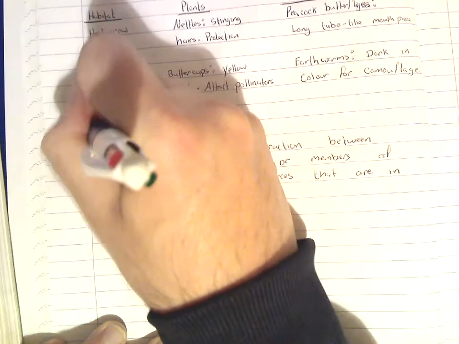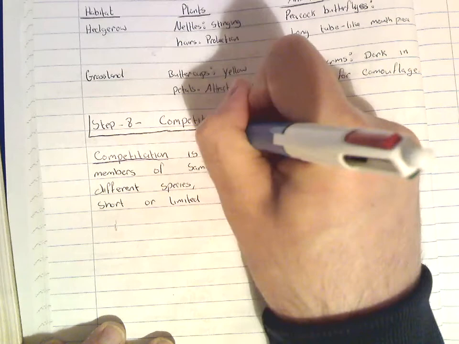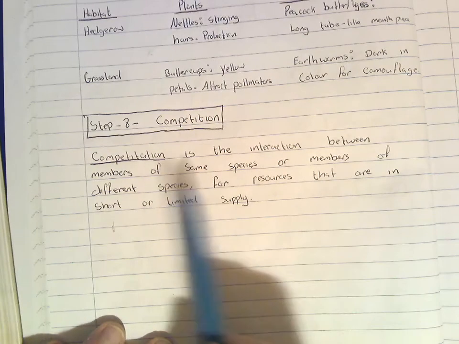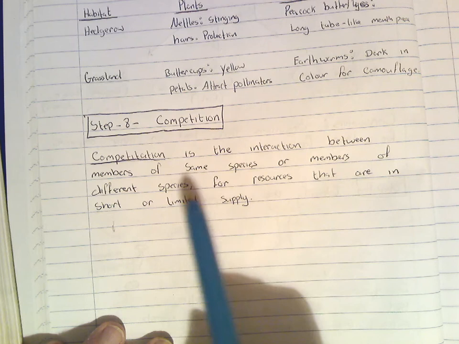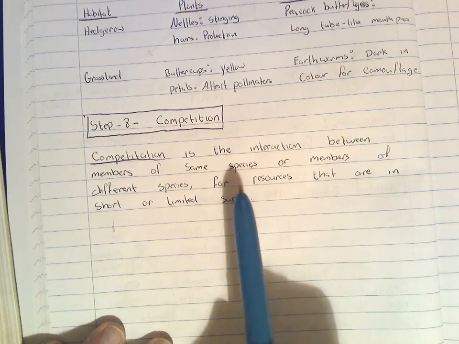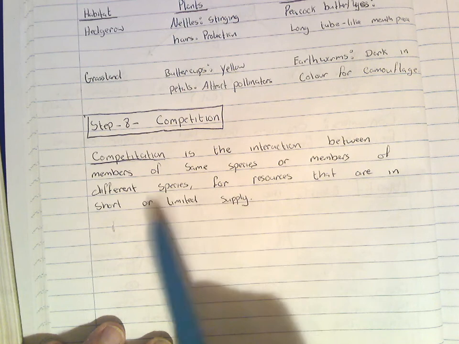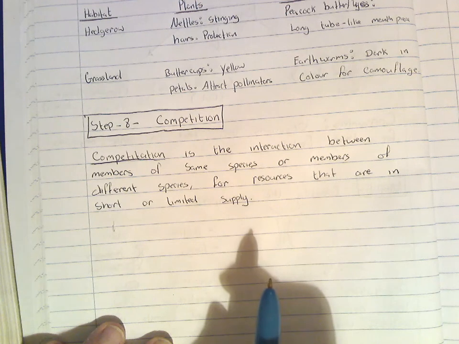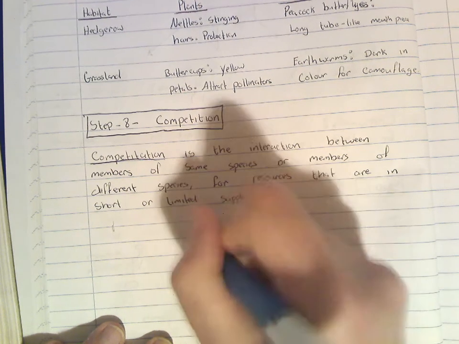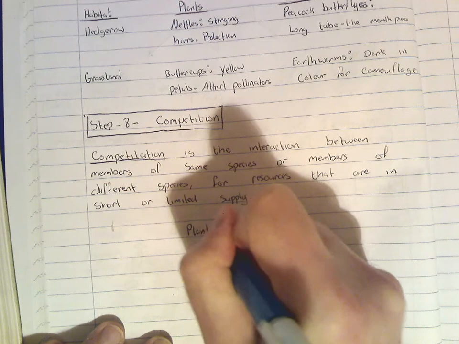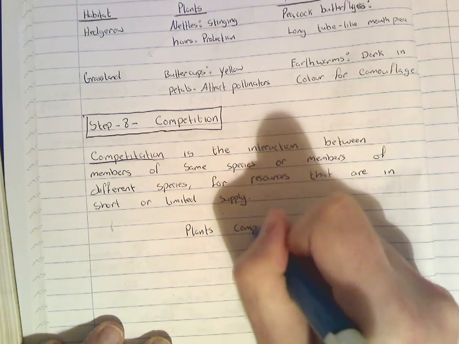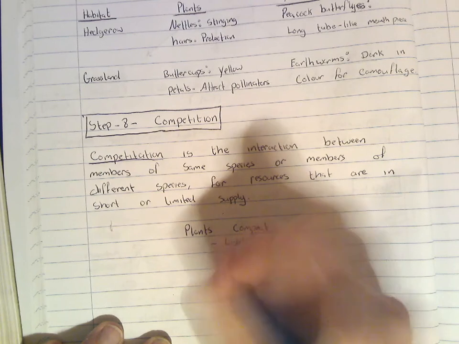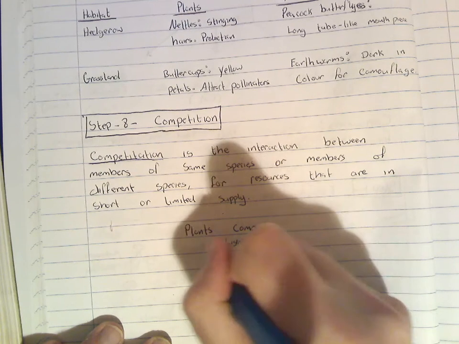This is the idea of competition, within step 8 of our study of a habitat. We want to look at whether there is any kind of competition between organisms. Competition is the interaction between members of the same species or members of different species for resources that are in short or limited supply. For example, plants compete for light, water, and physical space.